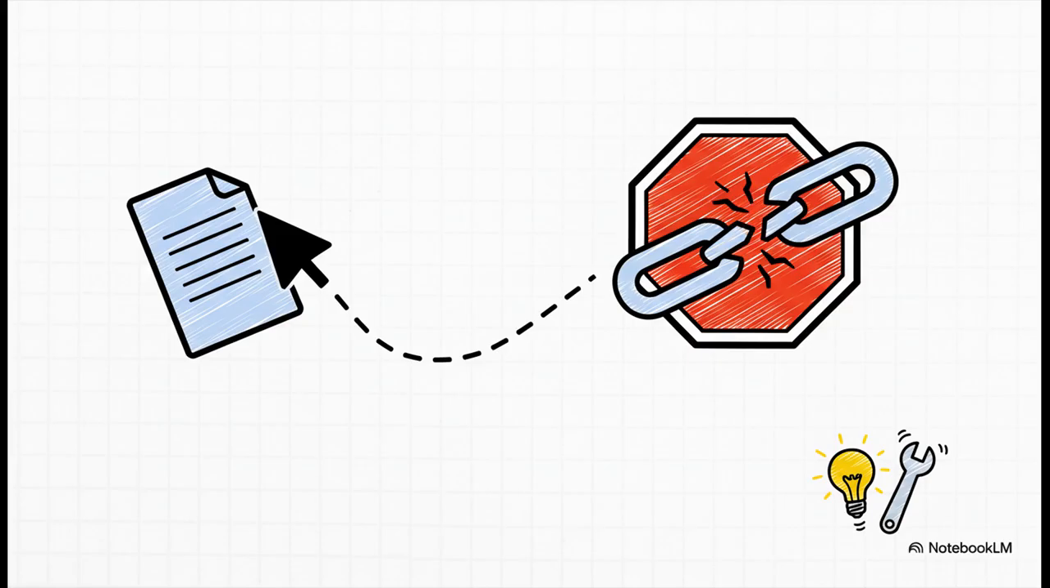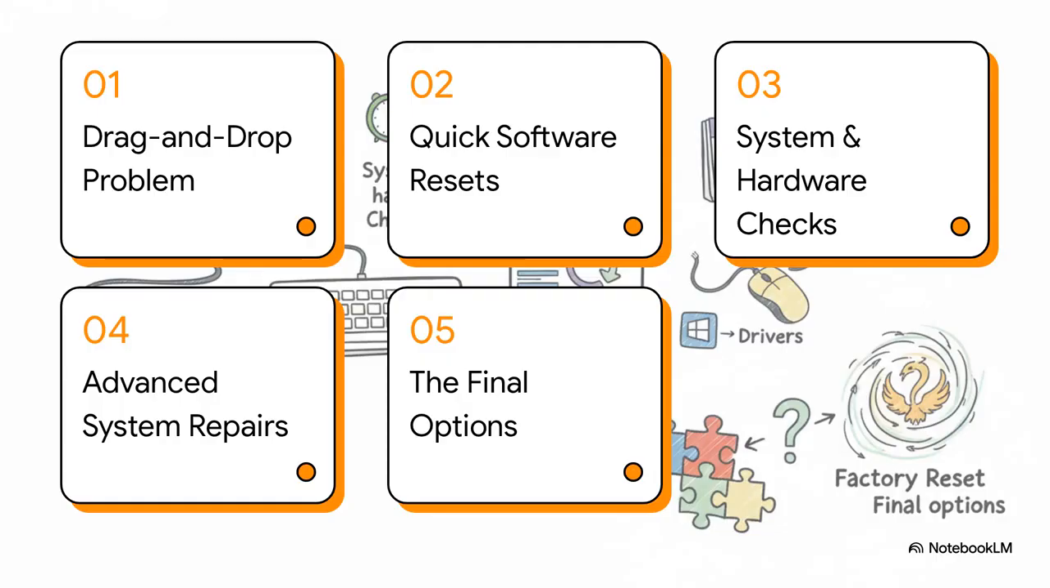And we're going to walk through it together, step by step, from the really easy stuff to the more advanced solutions. So here's our game plan. We'll start by properly identifying the problem, then hit some quick software resets, move on to system and hardware checks, dig into some advanced repairs, and finally, cover the last resort options. We're going to start simple and work our way up. Let's get right into it.